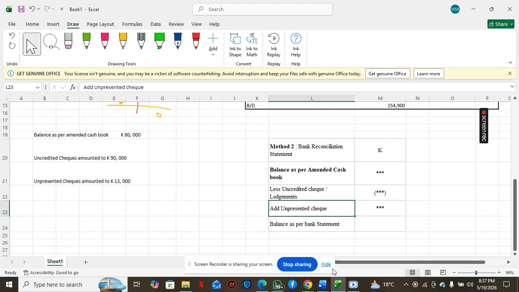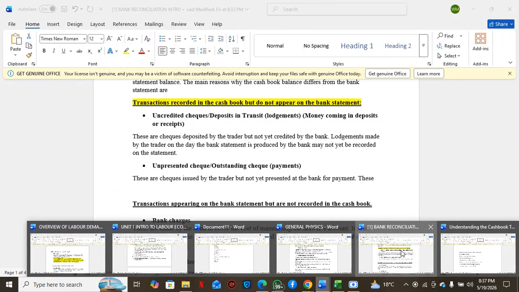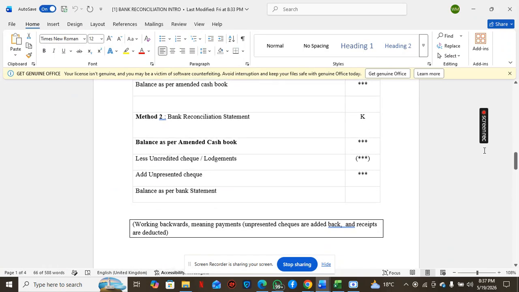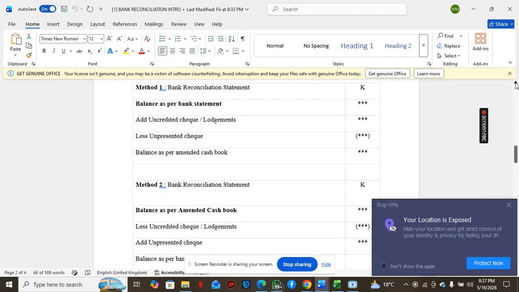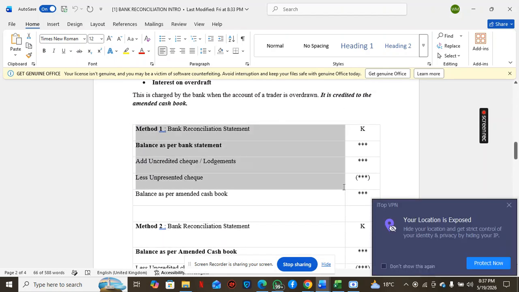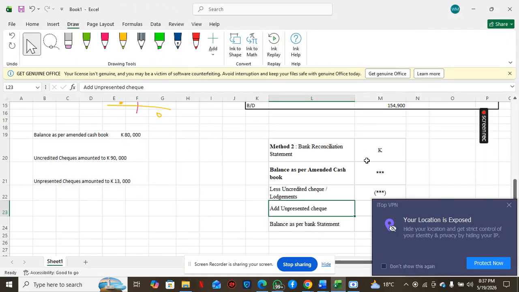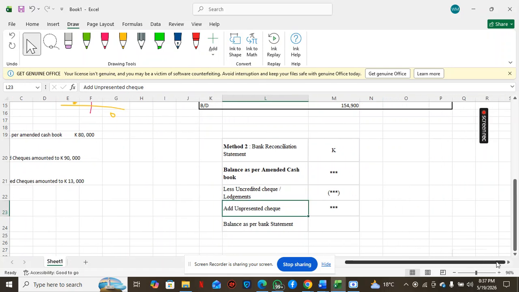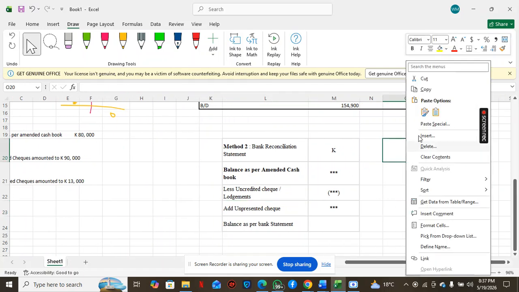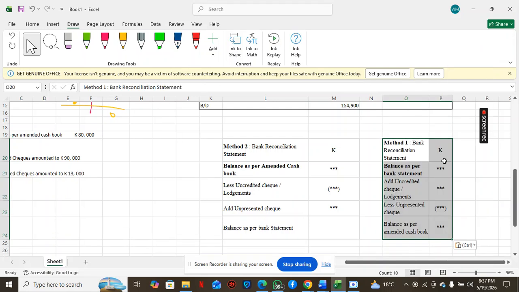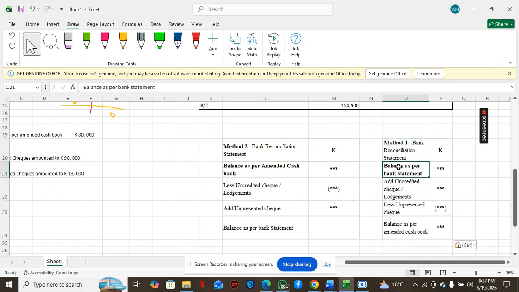Okay. So actually, we're supposed to be using method one, not method two. Method two, which I've put here, is where you start with the balance of the cash book. It means you're working backwards. So I think first understand method one before we go to method two. Method one is where we start with the balance the bank statement has given us.